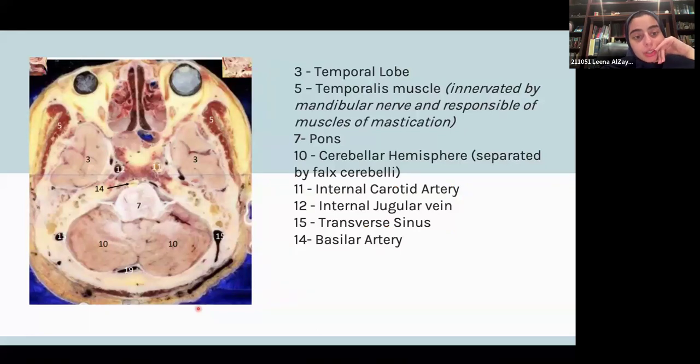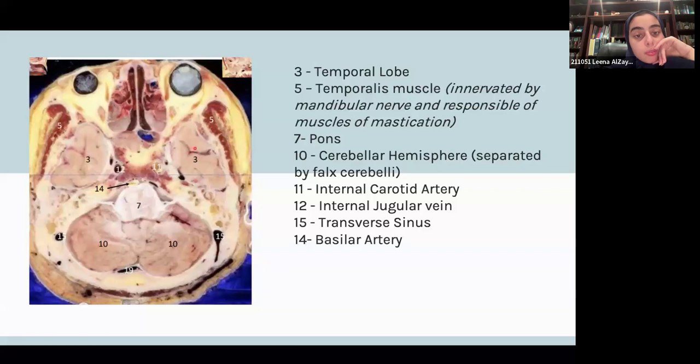Now we have another section. Number 3. Okay, so over here you can see clearly number 10. These are the hemispheres of the cerebellum. Number 7, this is still the brainstem, and we can see the pons. Number 3, these are just part of the brain.